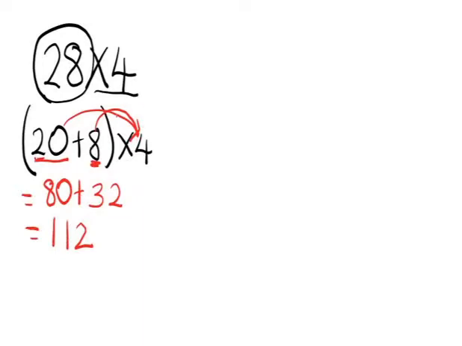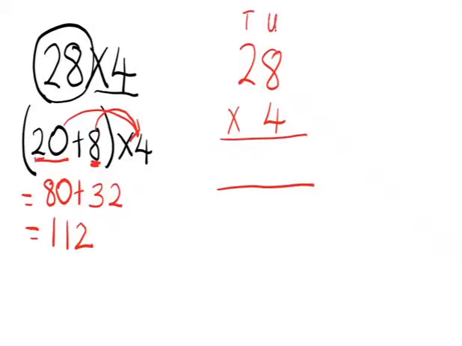Right, now I'm going to be multiplying the same sum using the vertical method. 28 times 4. I call this a vertical method because instead of going across on the page, we are going downwards, vertically downwards. Right, and in this method, we are dealing with tens and units, the place value of the digits rather than the values.